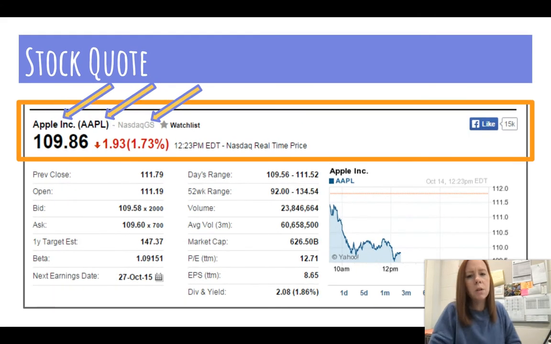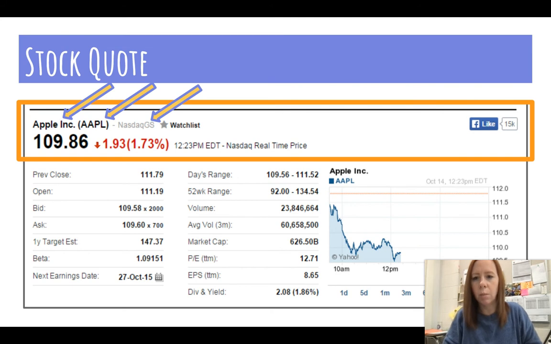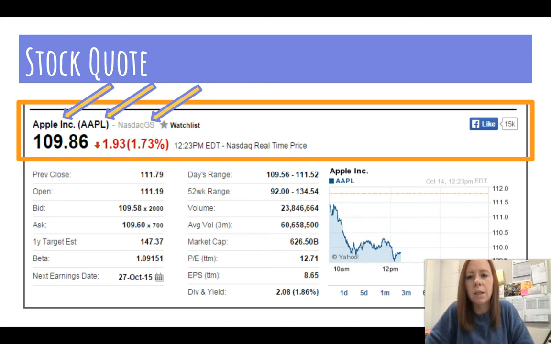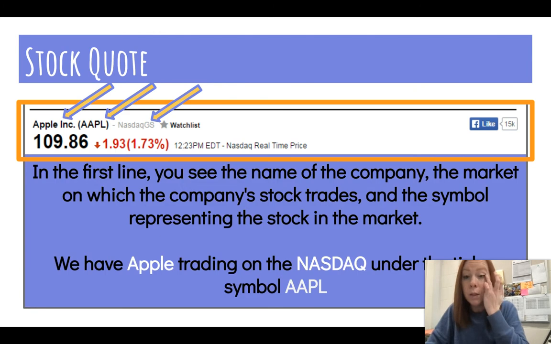So the stock quote is going to look a little different every time. There's going to be new numbers. The chart may look different, but the overall setup is the same. At the top of every stock quote, you're going to see a few pieces of information: the name of the company, the market in which they trade on, which would be the NASDAQ. This may say the New York Stock Exchange at some point. And you're going to see the ticker symbol.